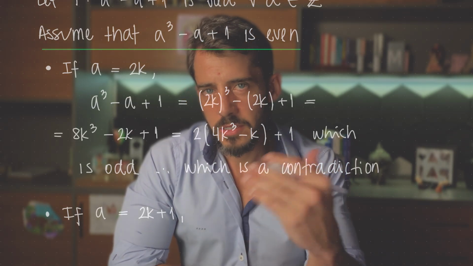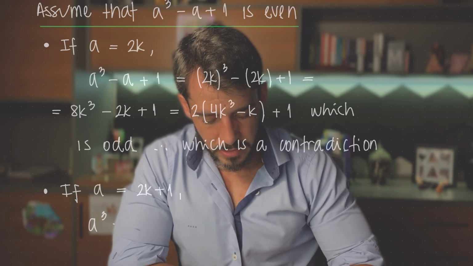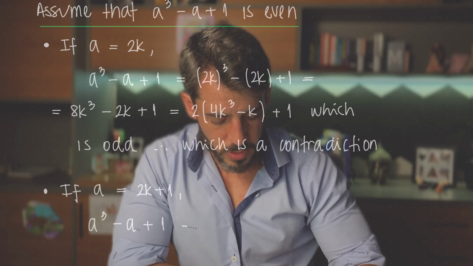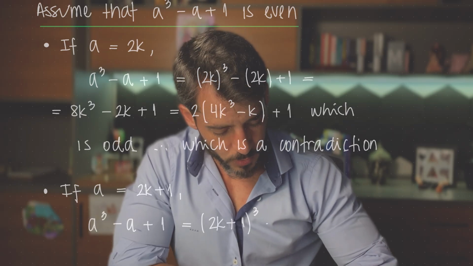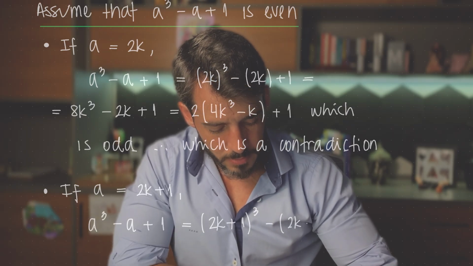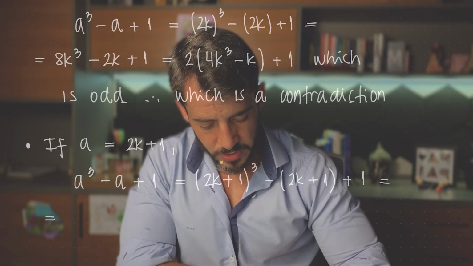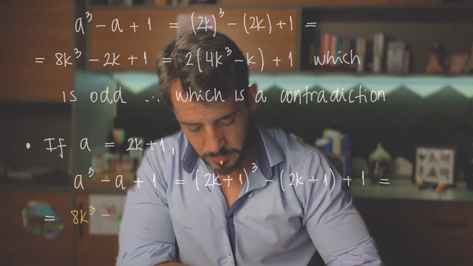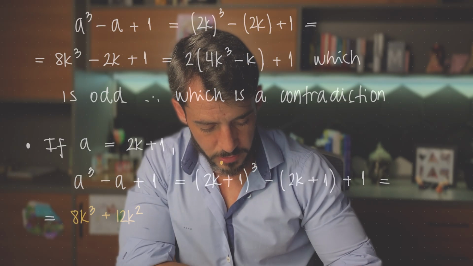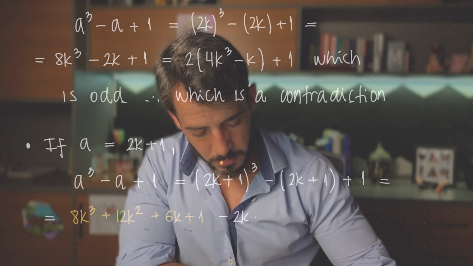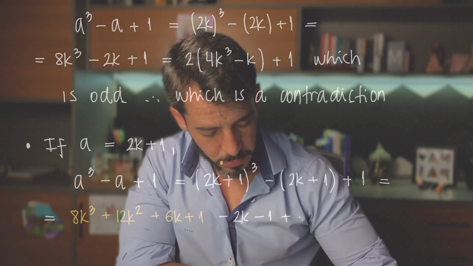What if a is an odd number? Well, in that case, a cubed minus a plus 1 is equal to (2k plus 1) cubed, and yes, you will have to expand this, minus (2k plus 1) plus 1, which gives us 8k cubed plus 12k squared plus 6k plus 1 minus 2k minus 1 plus 1.